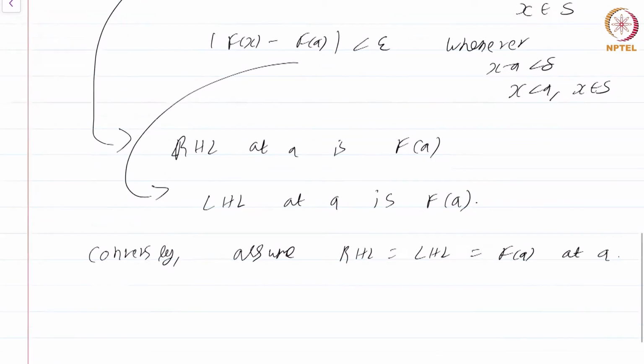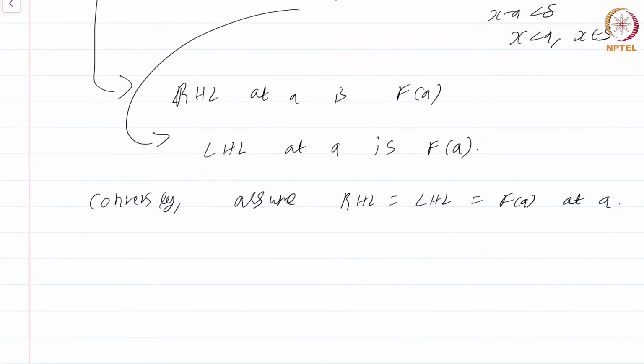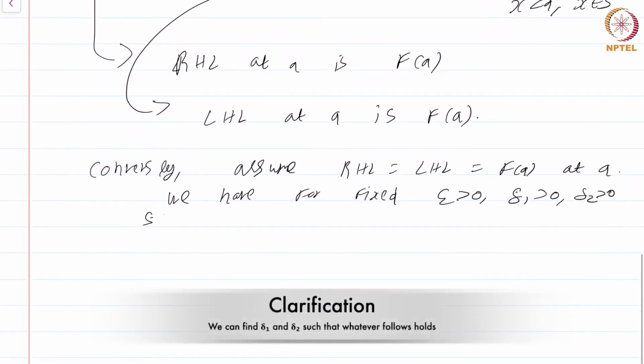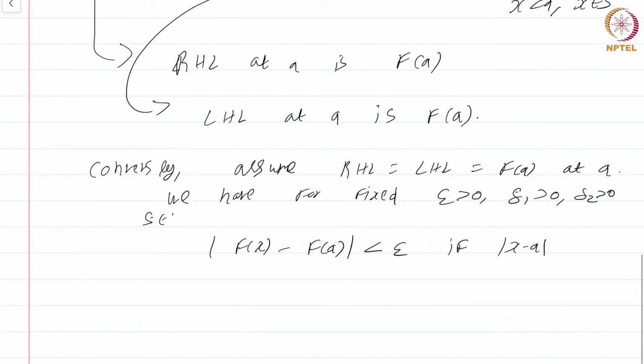Okay, then what do we have? We have, for fixed epsilon greater than 0, delta 1 greater than 0, delta 2 greater than 0, such that mod f of x minus f of a is less than epsilon if mod x minus a is less than delta 1, x greater than a, and x coming from S.